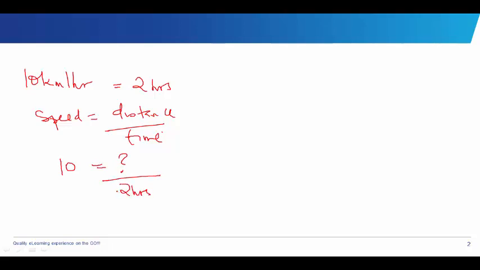Okay, so how we'll solve this is we'll cross multiply. This 10 is the same thing as 10 over 1. So we'll cross multiply 2 by 10, and that will give us 20. So we'll have 1 multiplying this. So we'll have 20 equals our question mark. So the distance we're now looking for is 20 kilometers. So that's our answer.